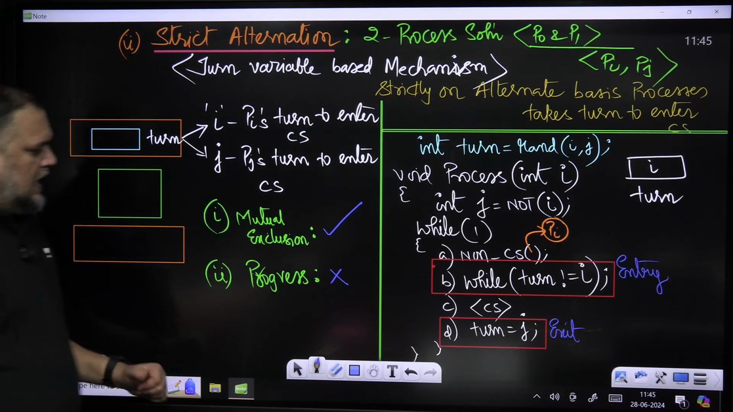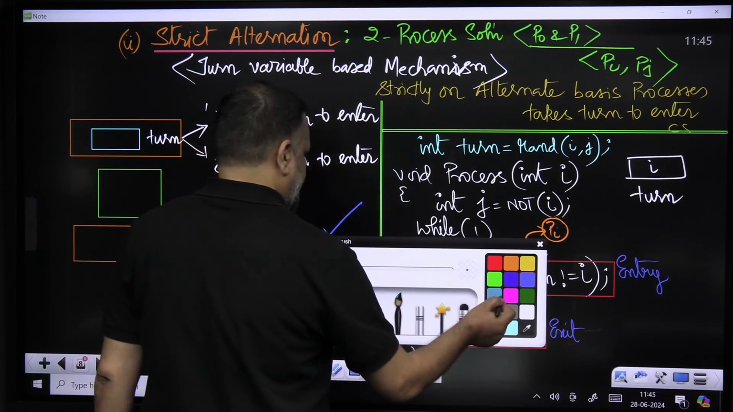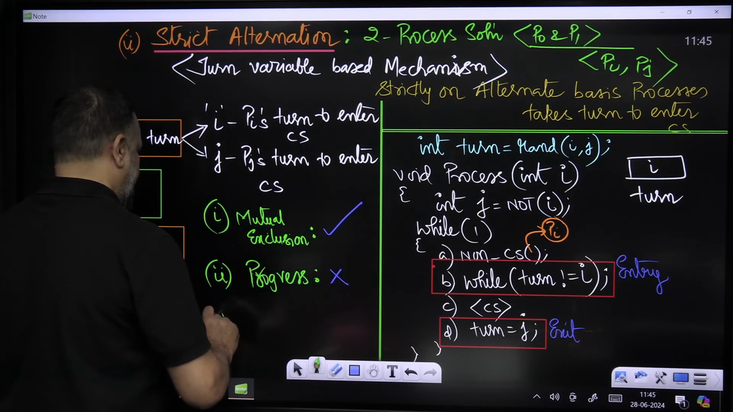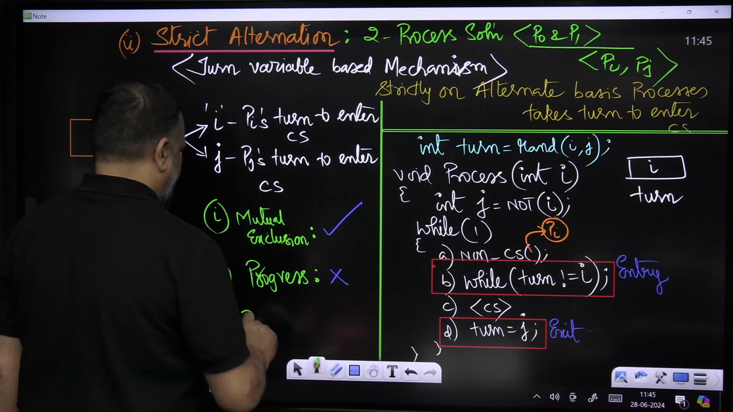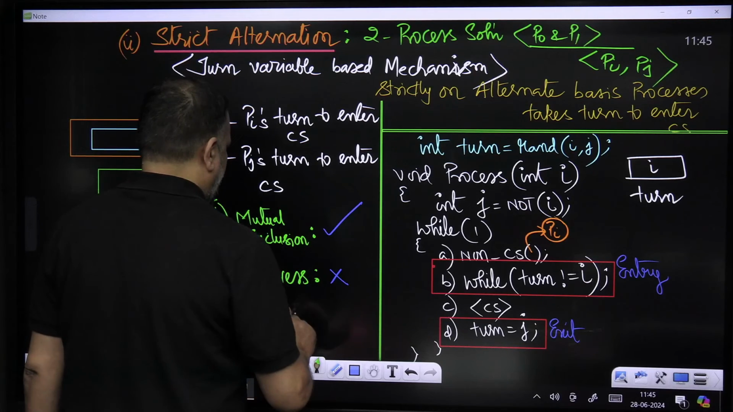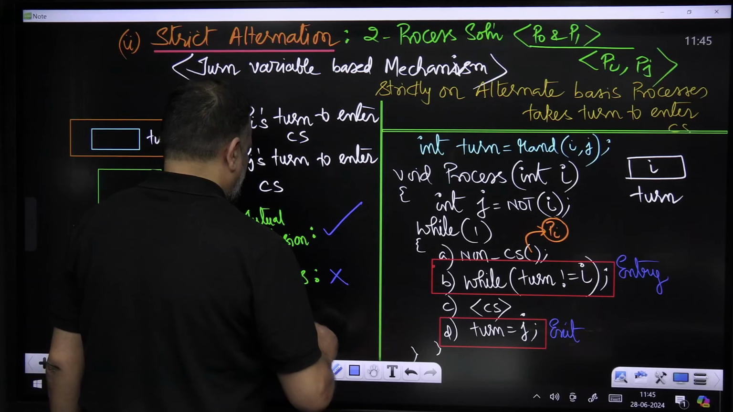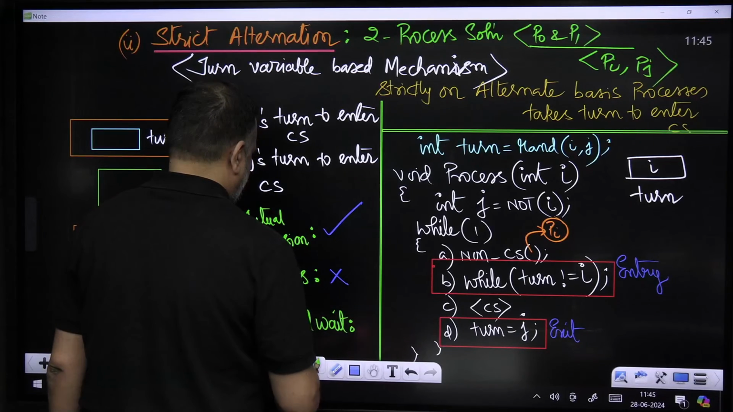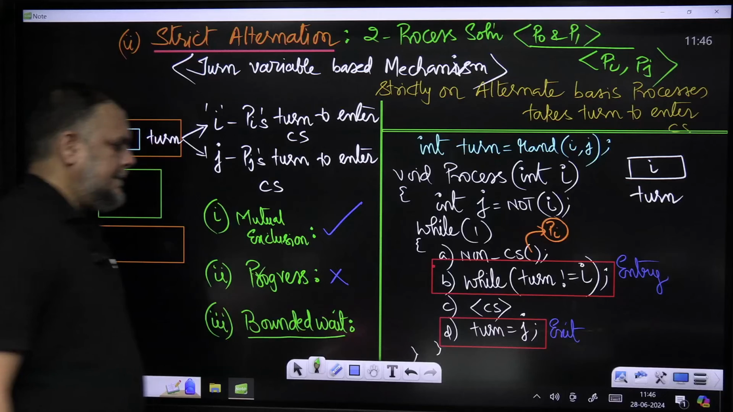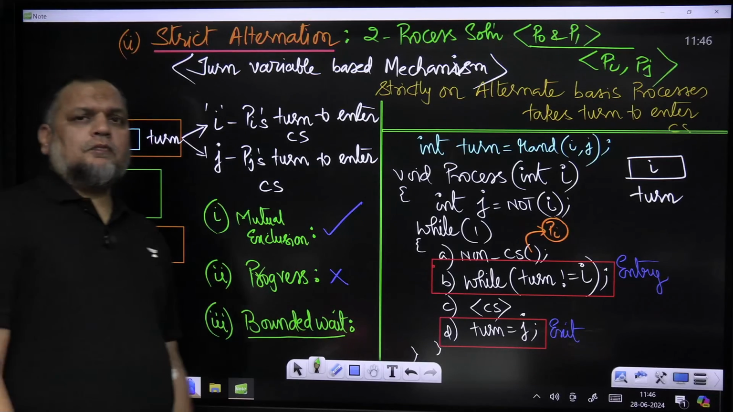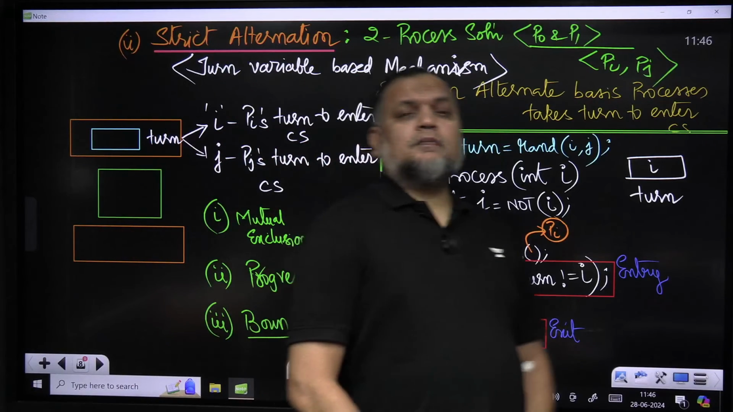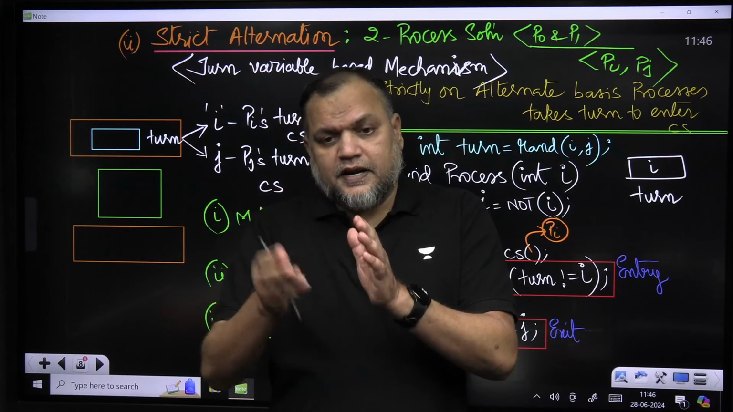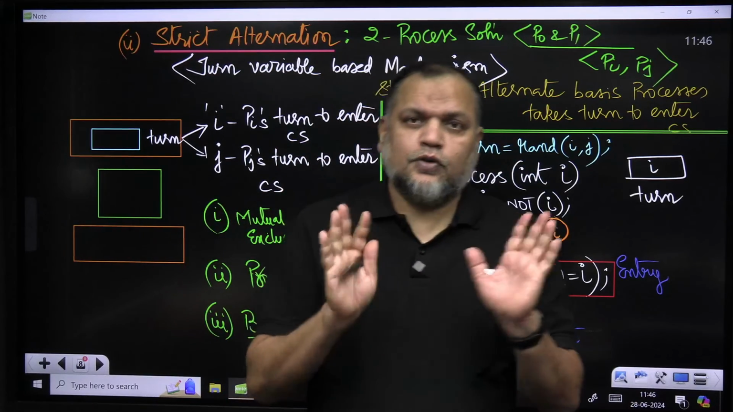ठीक है। अब थर्ड कंडीशन है बाउंडेड वेट। सी ऑन बोर्ड, bounded wait. Bounded wait means we have to check, like lock variable, can a process after coming out from the critical section, can it again enter again and again and again? क्या ऐसा हो सकता है?